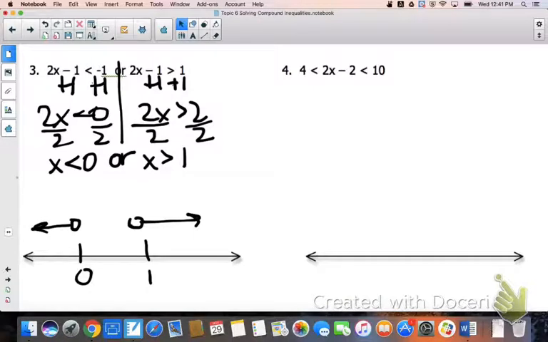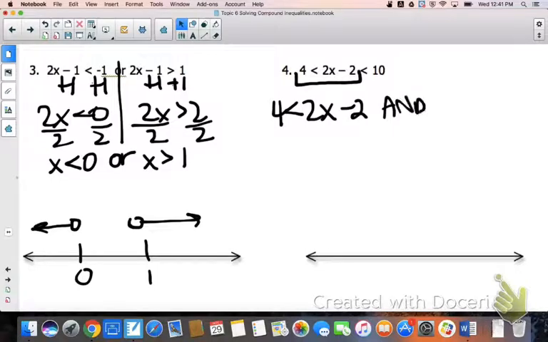All right, number 4 is an and statement. You can solve this in 2 different ways. One way is to split it up into 2. So what this says is 4 is less than 2x minus 2, and 2x minus 2 is less than 10.